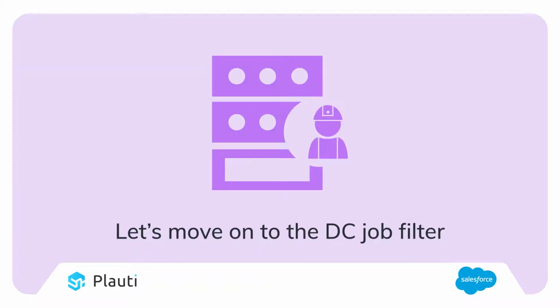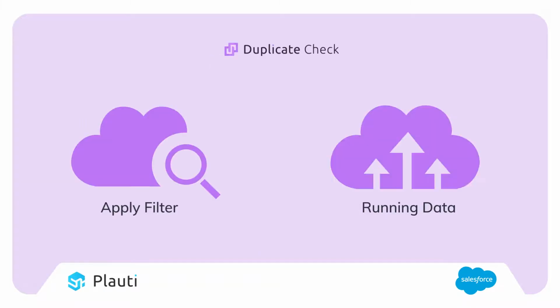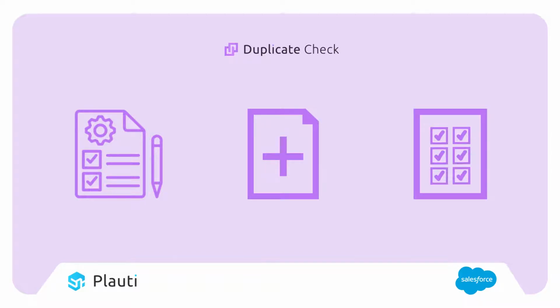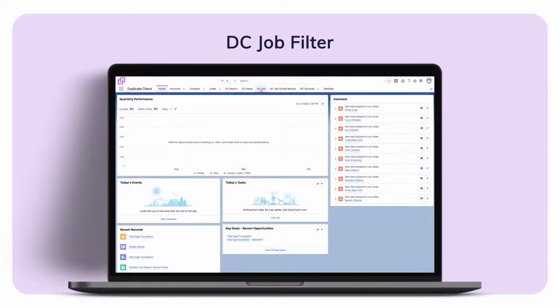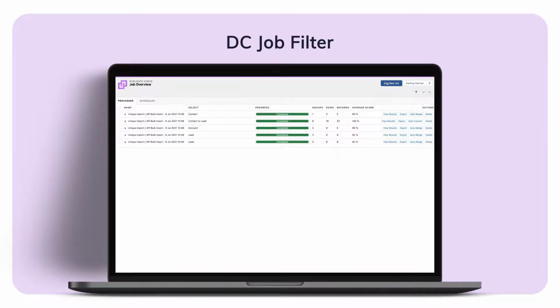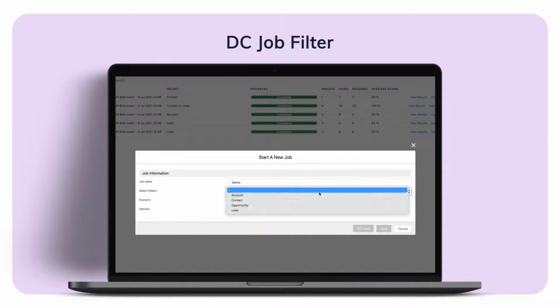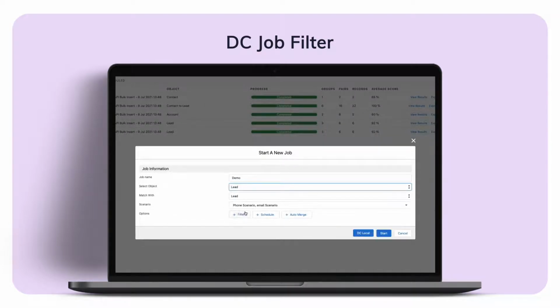Let's move on to the DC job filter. By applying a filter before starting a job, it's possible to run the job on a subset of data. For example, create a Duplicate Check job for duplicate leads from the United States only. Or only compare the records that were created today with all other records. Configure the filter in the Add New Job modal or work with predefined filters. Click the Plus Filter button to add a filter to the modal. At Type, you can select what kind of filter you want to apply.